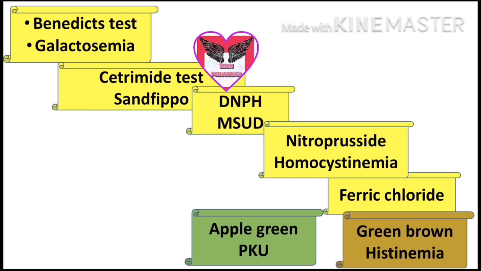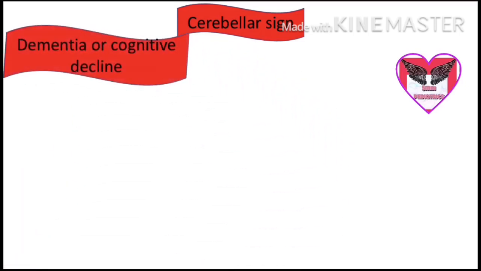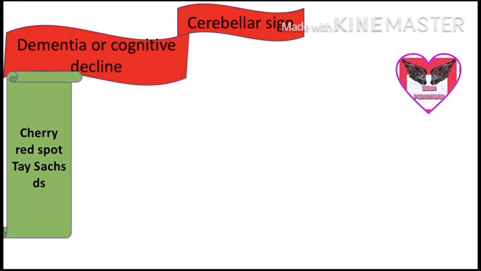case of histidinemia. Okay, next we have cerebellar sign. Cerebellar sign, here patient presents with unsteady gait, then abnormal coordination. Okay, if ataxia, if features are all suggestive of cerebellar sign, then we again look for the intelligence. If the child is having dementia or cognitive decline, then we look for cherry-red spot. Then we have Tay-Sachs disease as a diagnosis.